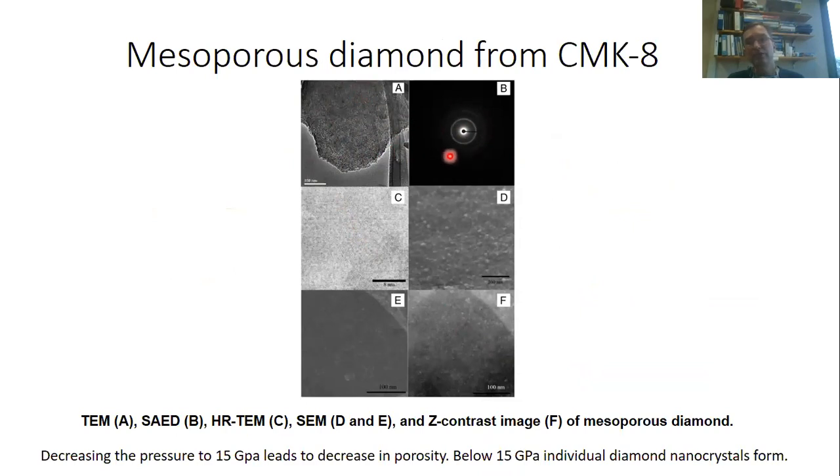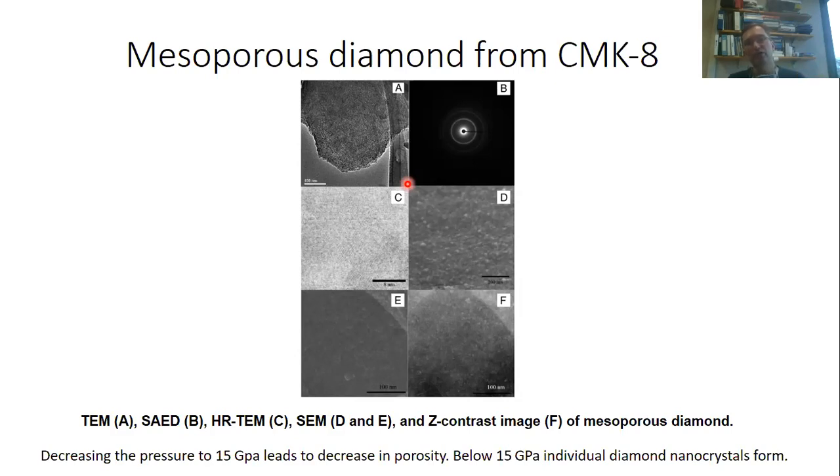And you see here concentric rings that can be assigned to the diamond structure. And when you look at the TEM, you see a strong electronic contrast at the mesoscale. And that shows you that diamond has formed, but the diamond itself is porous, okay, at the mesoscale.